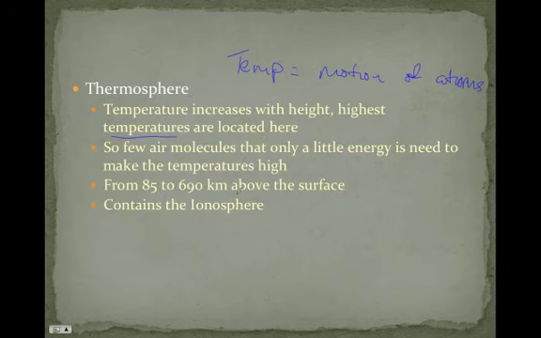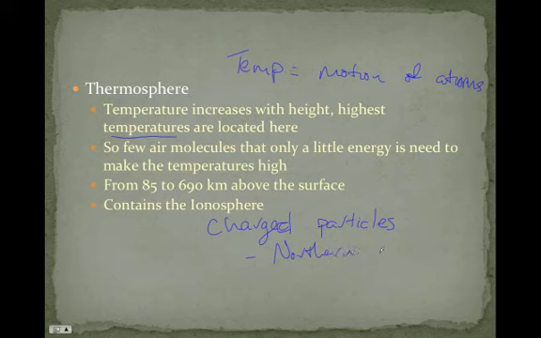It's about from 85 to 609 kilometers above the surface. Obviously, the thickest layer as far as height goes. It contains the ionosphere, which is very important because it's an area of charged particles. So the ionosphere is an area of charged particles.